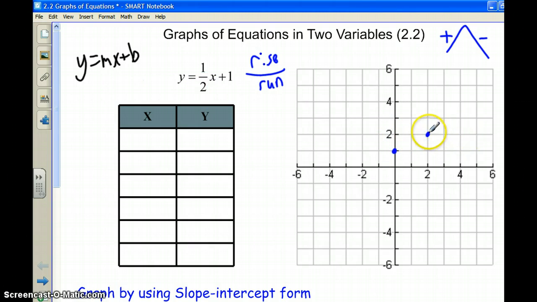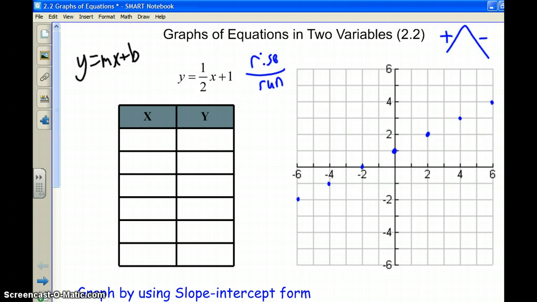Now I can keep doing that, go up 1 over 2, up 1 over 2. If I have a straight edge, it's not really necessary. Or I could go down 1 over 2 the other direction, down 1 over 2, down 1 over 2. If I have a straight edge, I could just go ahead and draw the graph, which would look something like that. But I'm not going to draw the graph quite yet. I'm going to show you another thing we could do.